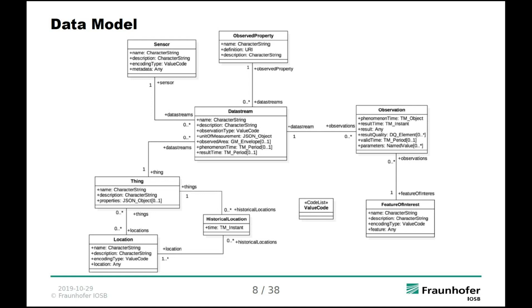There's even more distance between that. So for in situ sensors, the feature of interest and the location of the thing are the same. The feature of interest is actually what is observed, and the location of the thing is from where I am observing.